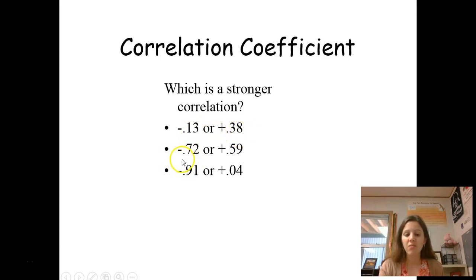In this case, -0.72 or +0.59? The stronger correlation is the -0.72 because it's closer to 1 or -1. This one's closer to 0. And then finally, -0.91 or +0.04? +0.04 is a very weak correlation. There's almost no relationship between the two variables, so the -0.91 is definitely strong, almost 100% correlation.